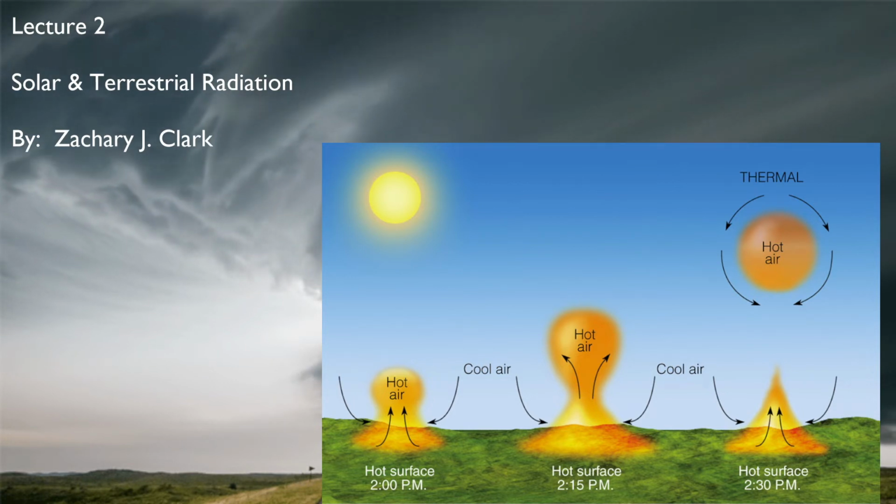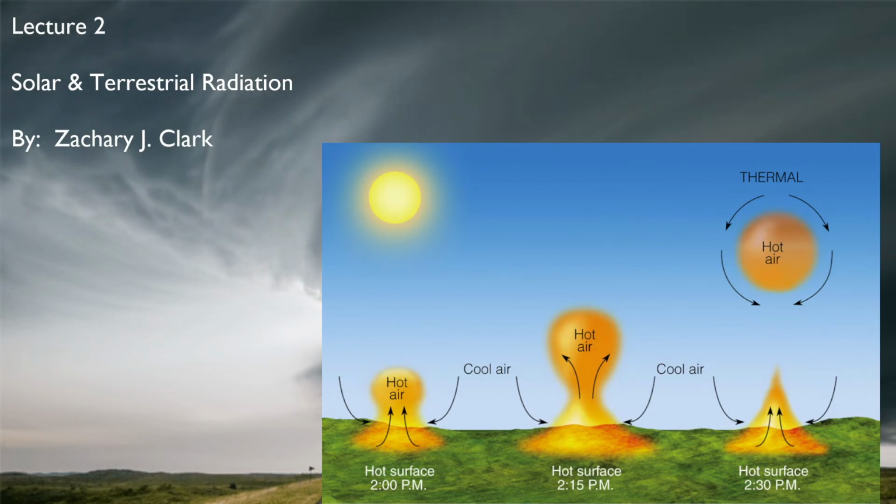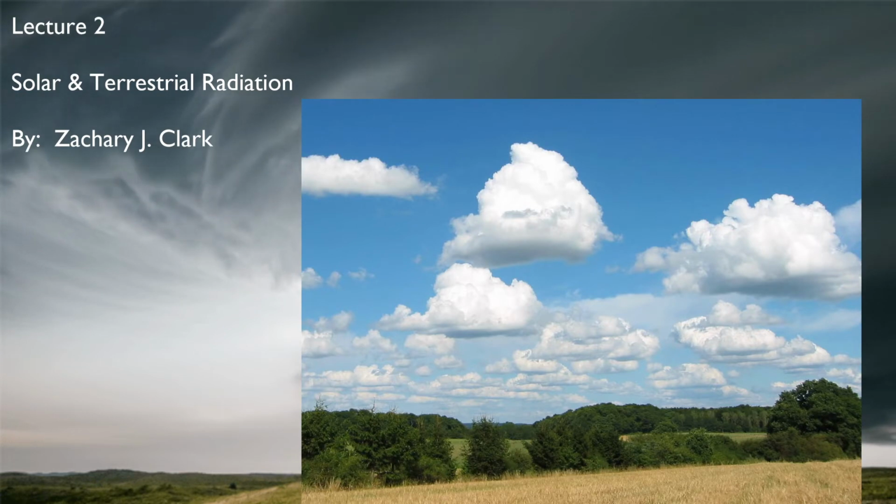These movements of air bubbles can form small air masses observed as cumulus clouds. I'm sure you have seen cumulus clouds like this. They basically look like cotton balls. Some people say popcorn. But definitely, right on the screen here is a nice example of cumulus clouds.